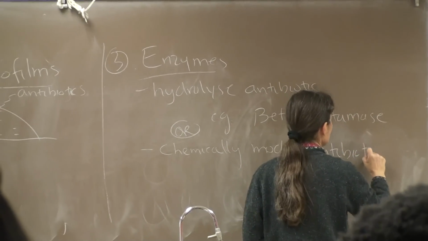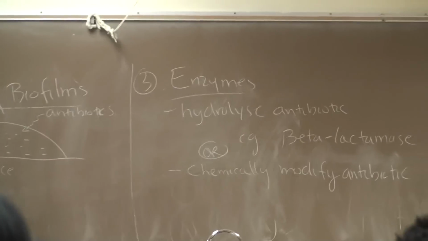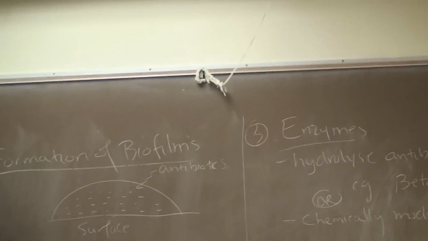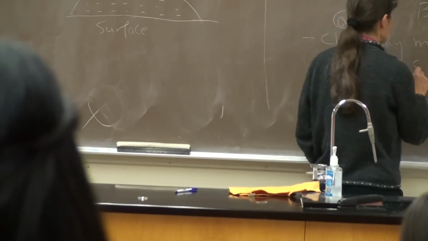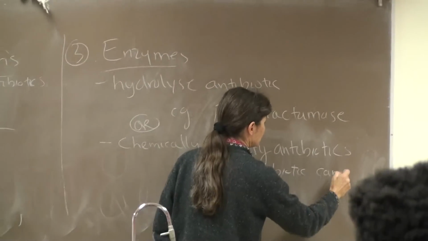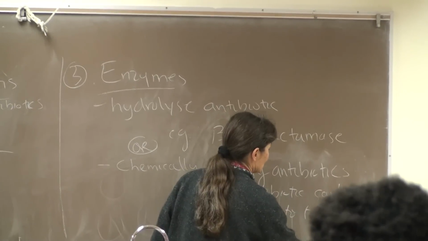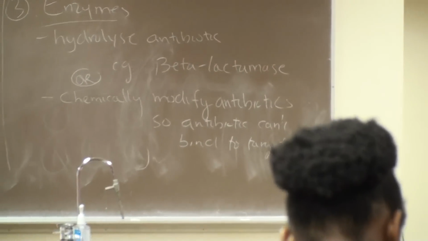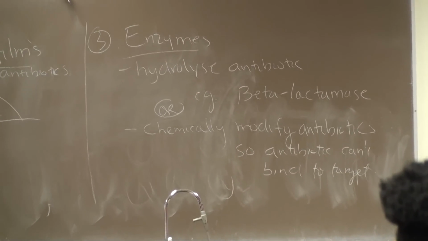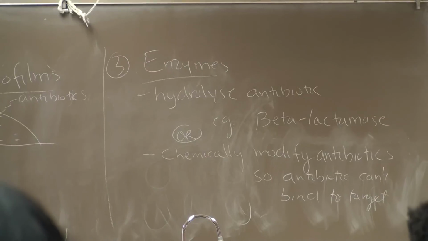So for example, some bacteria have enzymes that add an acetyl group to antibiotics. And when you add that additional chemical group, the antibiotic can no longer bind to its target. So you have chemically modified antibiotics that can't bind the target. Okay, so that's another common antibiotic resistance related enzyme. These enzymes chemically modify the antibiotic, so then it can't bind to the target.